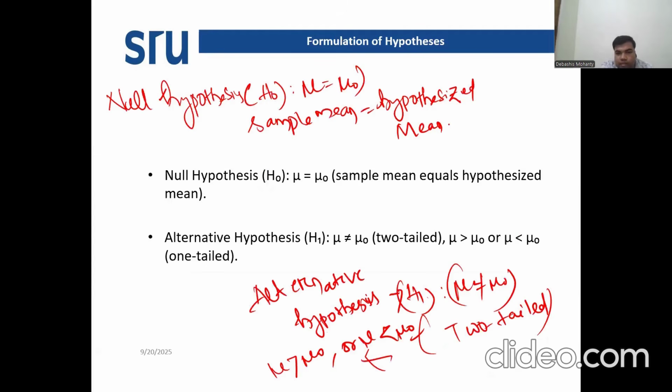And after that, we have seen about the formulation of the hypothesis. In the formulation of the hypothesis, we have the null hypothesis, that is sample mean equal to hypothesized mean. And in the other case, we have the alternative hypothesis, that is mu is not equal to mu naught. Not equal to mu naught means we are also getting these values, that is either mu greater than mu naught, or mu lesser than mu naught. Right? That is one tailed or two tailed based on that.